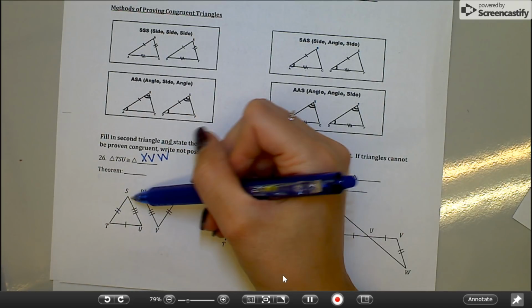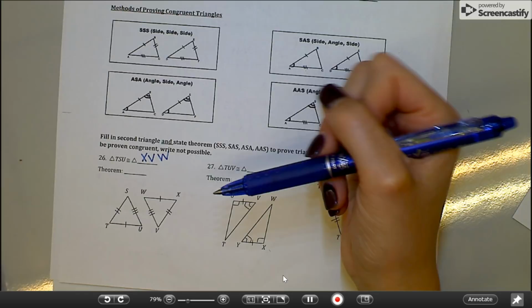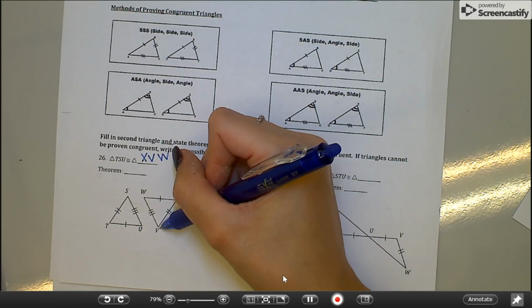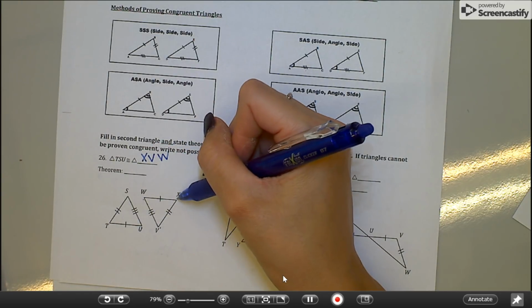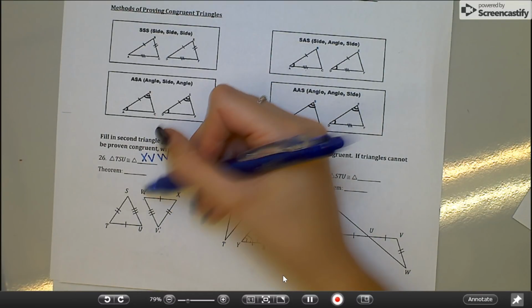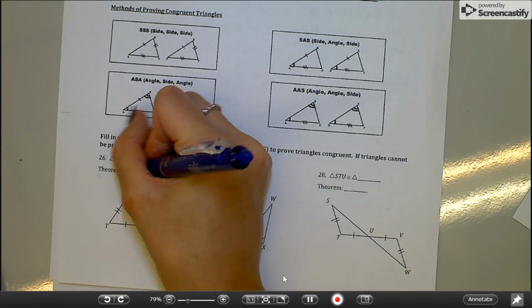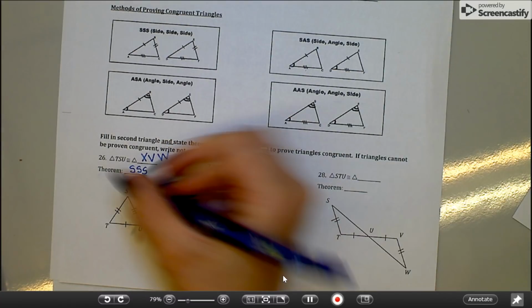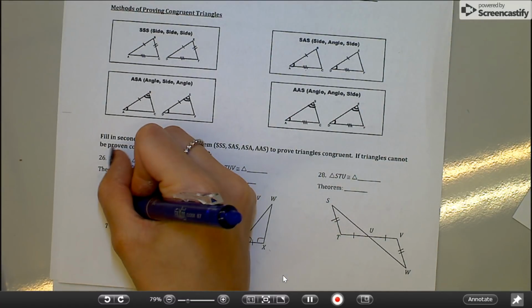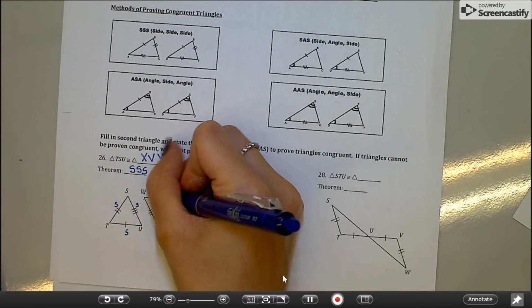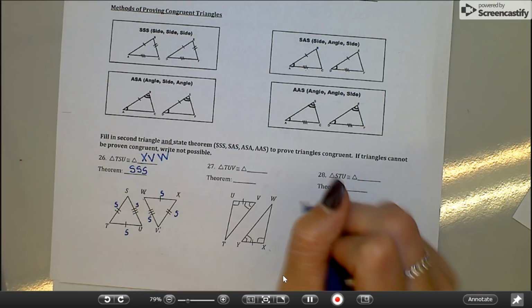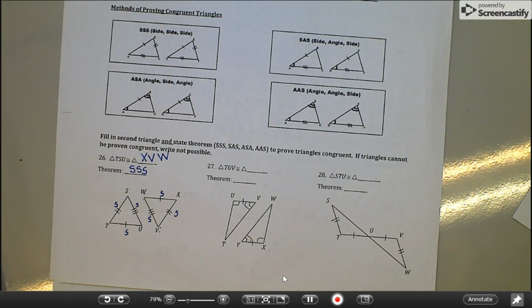so 2 and then to the 3 markings. And in the other one, we'd have to go through the 2 markings and the 3 markings. So that has to be triangle XVW. The theorem, side, side, side. If it helps, you could label the sides. We know that we have all 3 sides congruent, so we know we can use SSS.